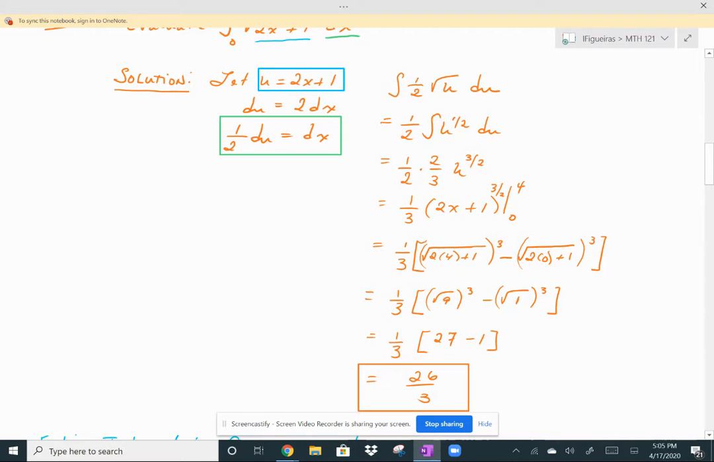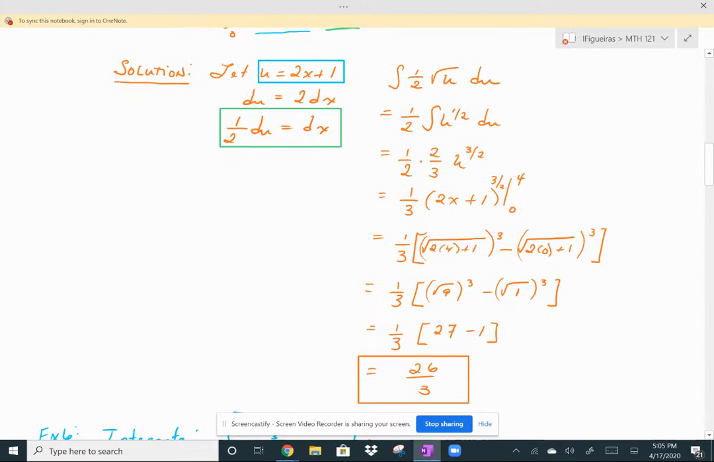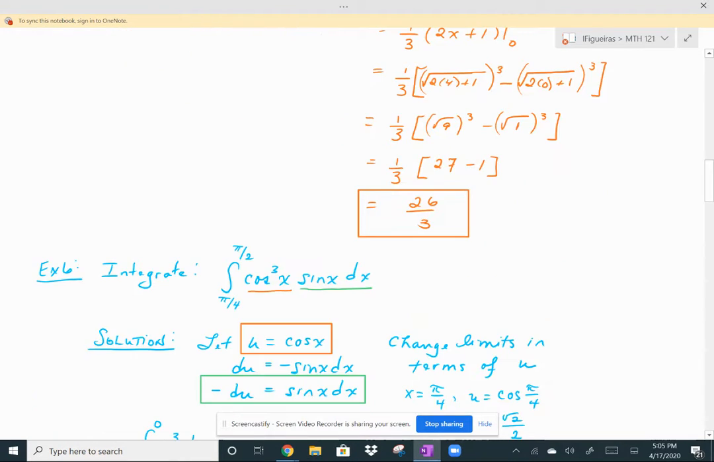Then the 1/3 comes down, and then the square root of 9 to the 3rd power. Well, the square root of 9 is 3. When you cube it, you get 27, and 1 to any power is just 1. So you have 1/3 times 26, so your answer is 26/3.